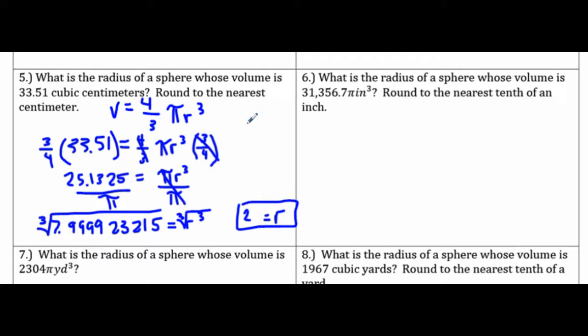Just so you know, what does the cubed root mean? 7.999 rounds to 8, really, right? So the cubed root of 8 means, what number times itself again gives you 8? Well, it's 2. 2 times 2 times 2 gives you 8. So that's why that answer makes sense.